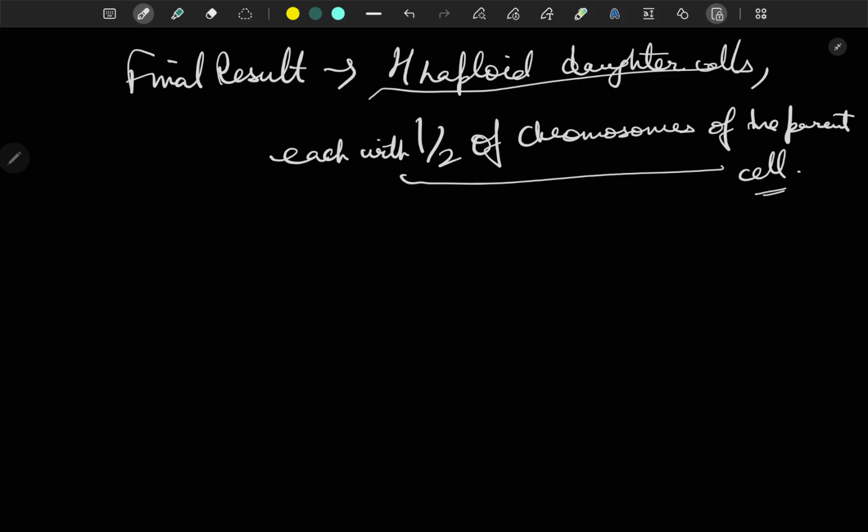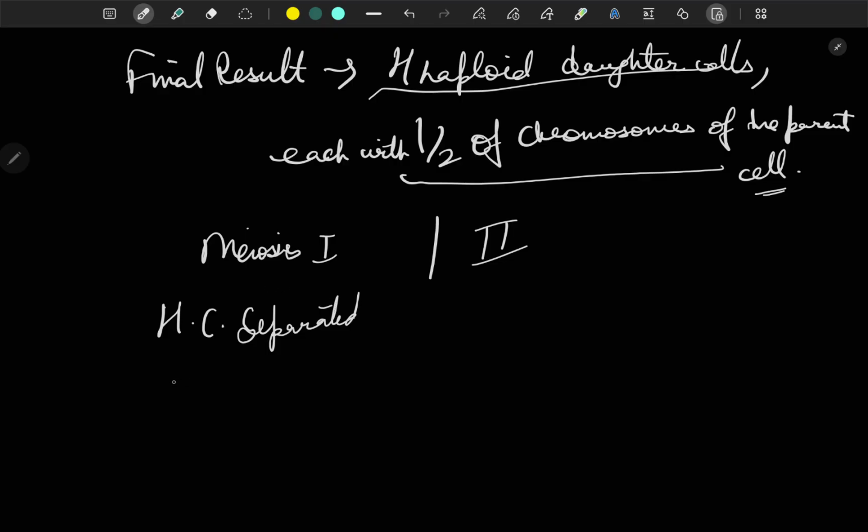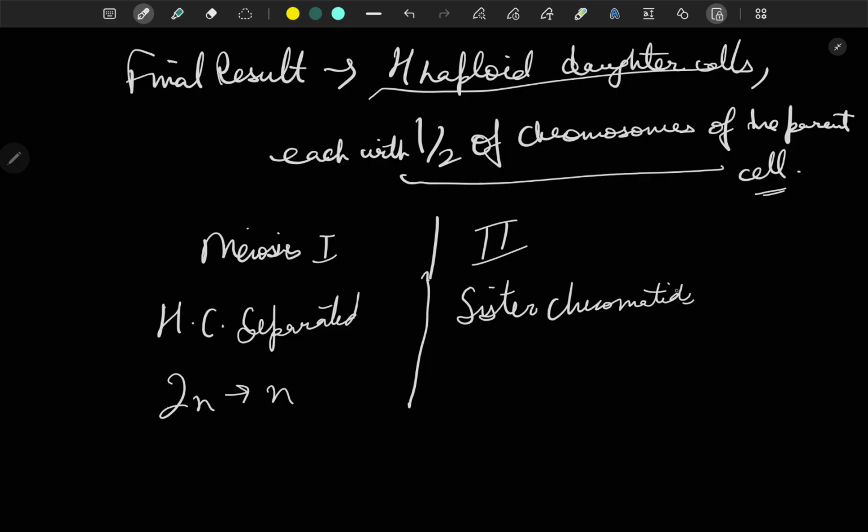The key thing to note here is only in meiosis 1 and meiosis 2. Meiosis 1, what happened mainly? Homologous chromosomes get separated, and also the chromosome number reduces from diploid to haploid. But in meiosis 2, only the sister chromatids get separated. So that's why the chromosome number is the same.